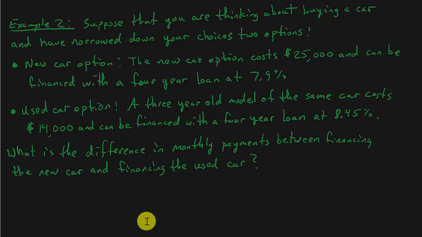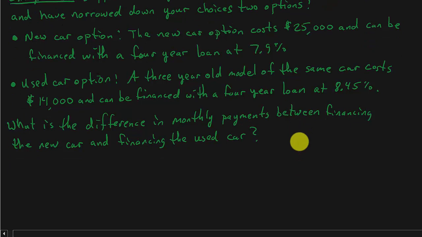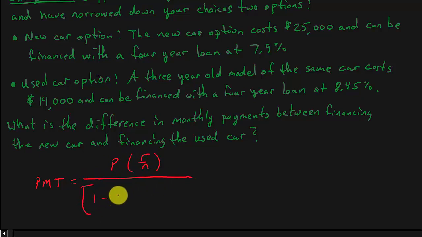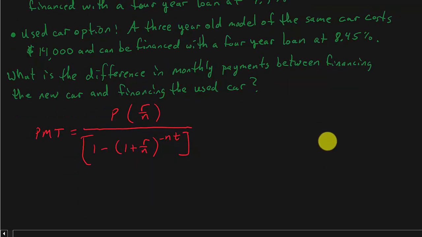All right, so it's going to be kind of like what we did in that previous example. So let's go ahead and figure out what the monthly payments on the new car are going to be and what the monthly payments on the used car is going to be. So first, as always, let's write down our formula. All right, so there's our formula.